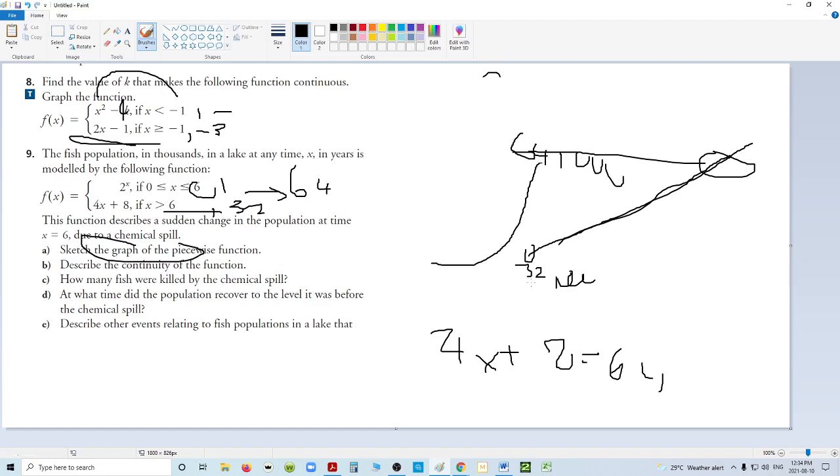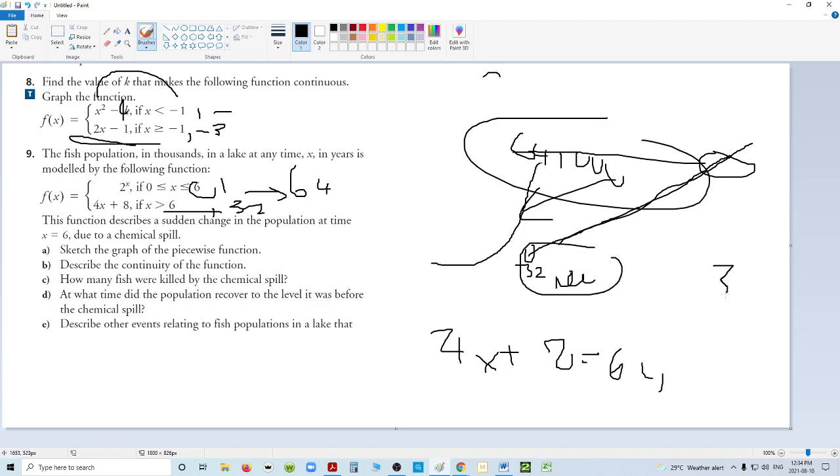Sketch the graph. Okay, I've done it roughly, but I'll do it better. Describe the continuity of the function. It's discontinuous. The fish suddenly died off. How many fish were killed? Well, it was 64,000 here, 32,000 here, so 32,000 fish died. And it's really just 64 and 32, but the graph is in thousands of fish right there.